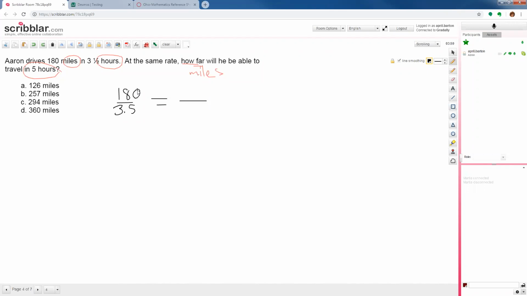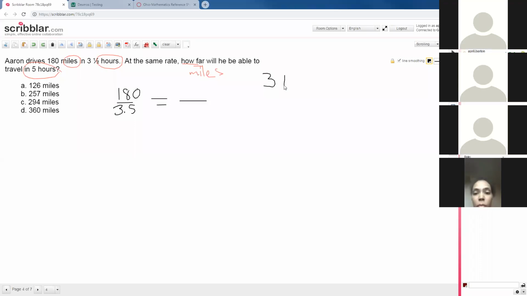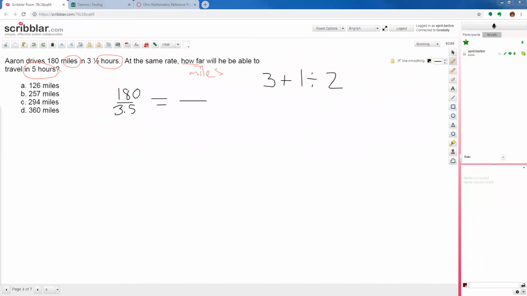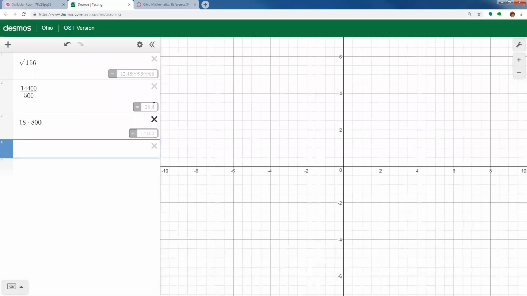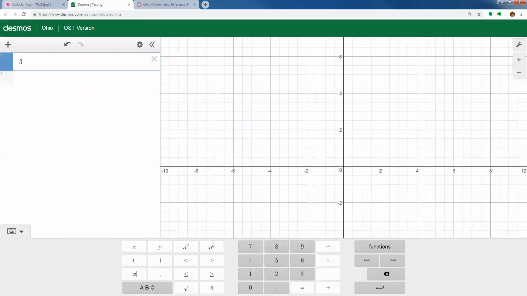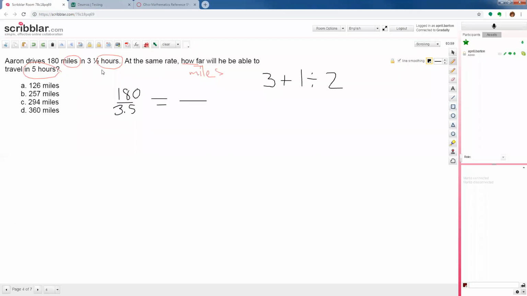So what if you didn't know 1/2 was 0.5? Anytime you have a mixed fraction like this, you can plug it into a calculator as 3 plus 1 divided by 2. Let me close all these out. So if you do 3 plus 1 divided by 2, it will pop out the correct decimal version. But anytime you're working with something like that, if you're going to use a calculator, you do want to switch it from a fraction to a decimal.